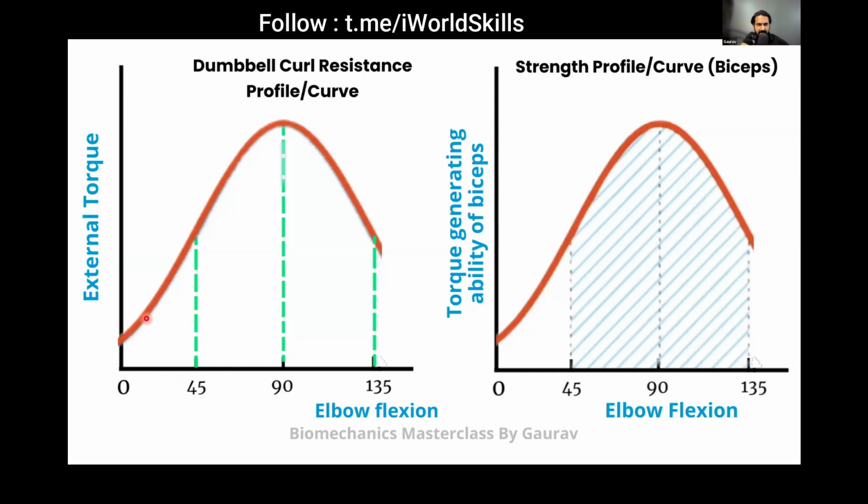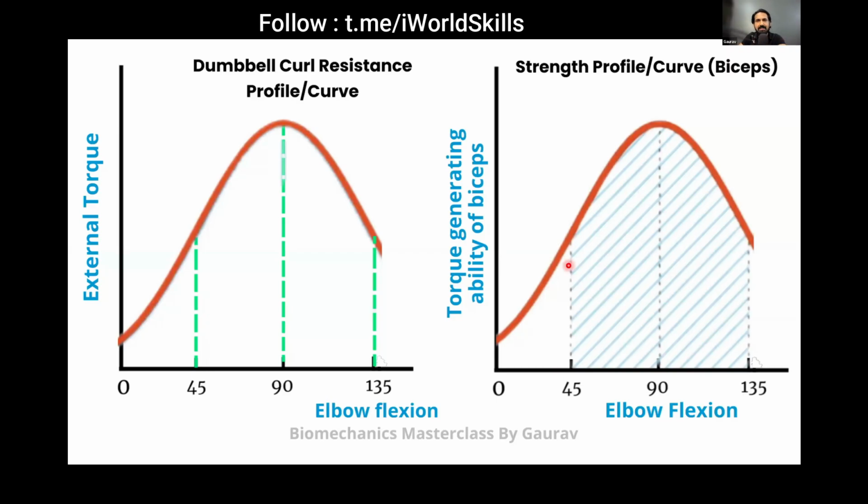As soon as you start flexing the elbow, the resistance keeps on increasing because the external moment arm keeps getting longer. At 90 degrees of elbow flexion, the resistance is the maximum. Why? Because the external moment arm is the longest. Beyond 90 degrees, the resistance drops because the external moment arm reduces in length. Is the resistance profile of the dumbbell curl exercise absolutely clear or not? Type 1 in the chat, everyone. Is this clear to all 90 people present in the room right now?